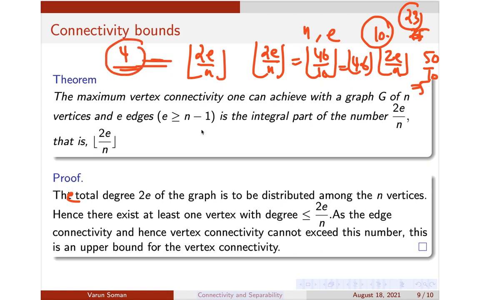So your problem here is that you have 10 vertices and 23 edges. You have to construct a graph with maximal vertex connectivity. We have claimed that the maximal connectivity is this 2e by n. So how will you do that?